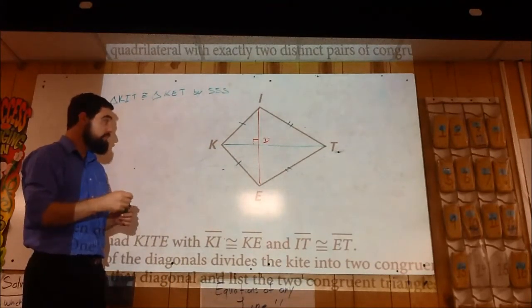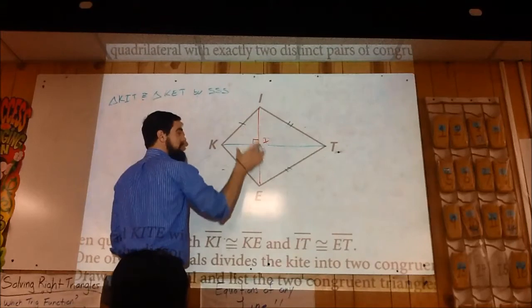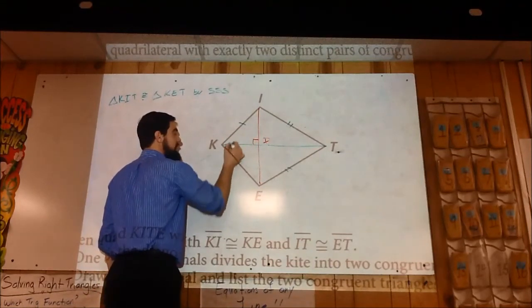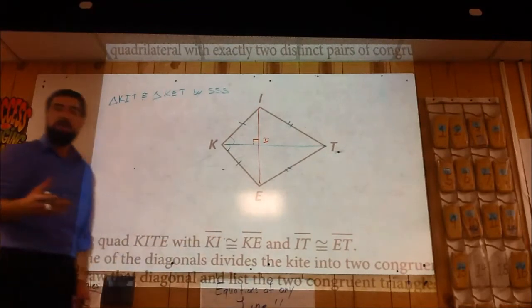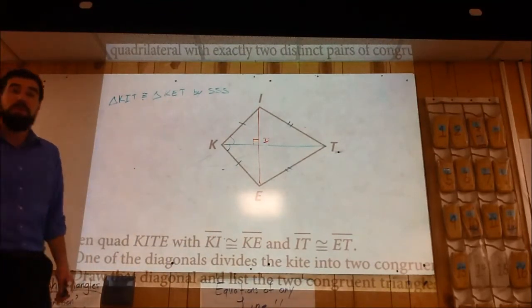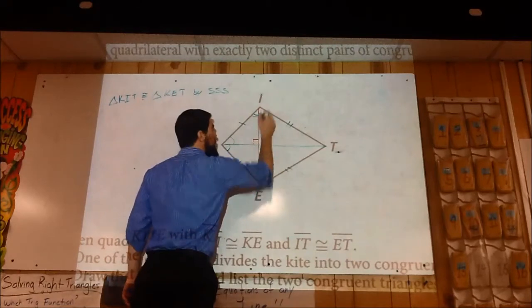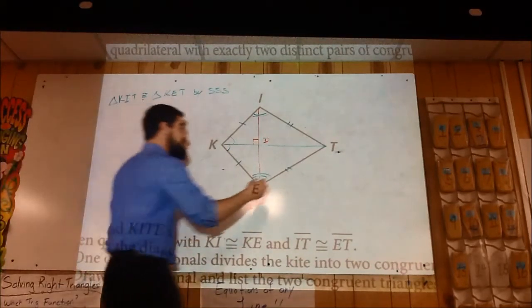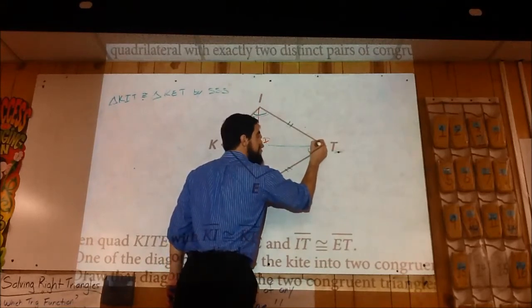Okay? So this top triangle and this bottom triangle, we proved that they were congruent by side, side, side. Well, if that's the case, then I know that that angle and that angle are congruent, because they're corresponding parts. I know that this whole angle is congruent to that whole angle, because those are also corresponding parts. And then I also know that this angle is congruent to that angle.